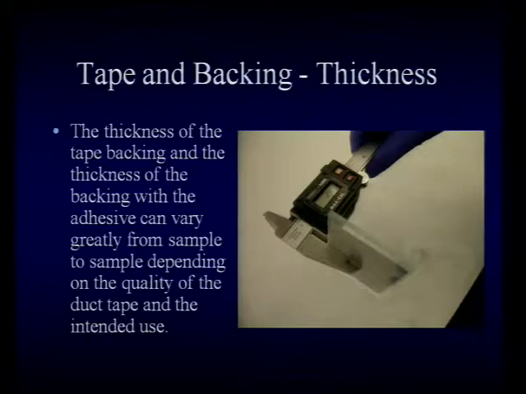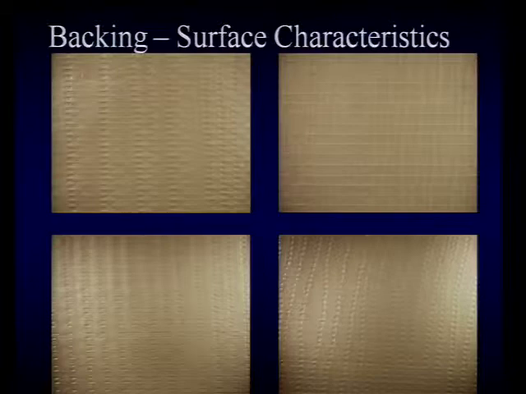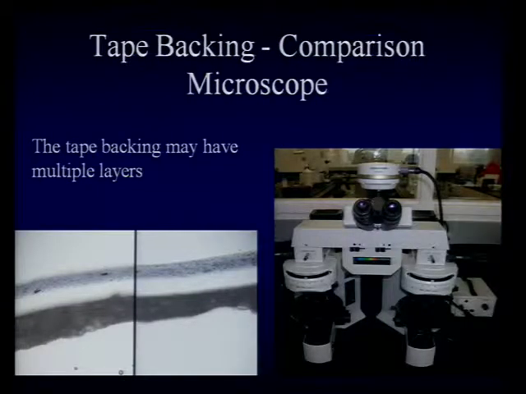The tape backing and thickness, this is just a real quick slide on how you might do thickness on tape, putting it between two slides and so forth. Just some of the different surface characteristics on the backing. This is a nice slide to educate the jury that there are some markings on the back of tape that you look at and so forth. And there are multiple layers in the backing. Forensic Science Communications has an article that's been published on tape backings.